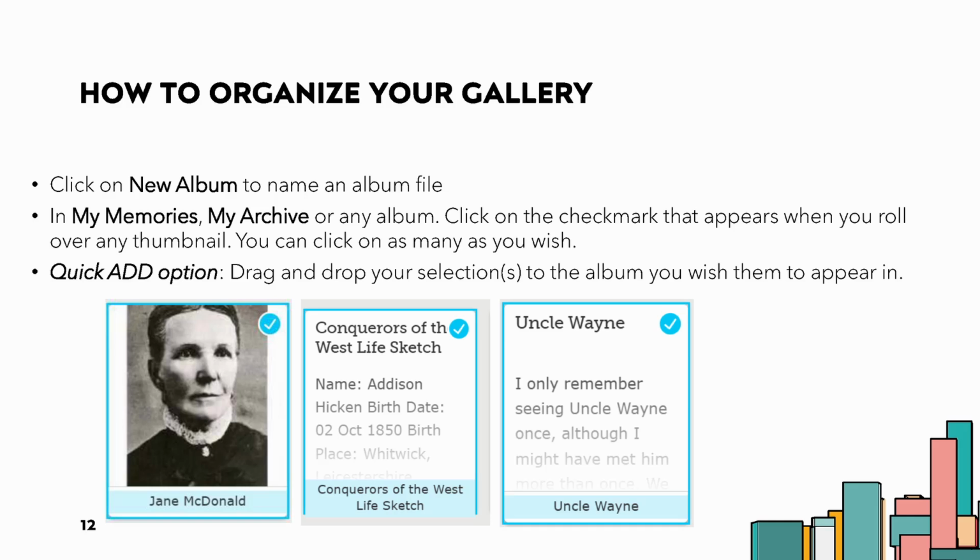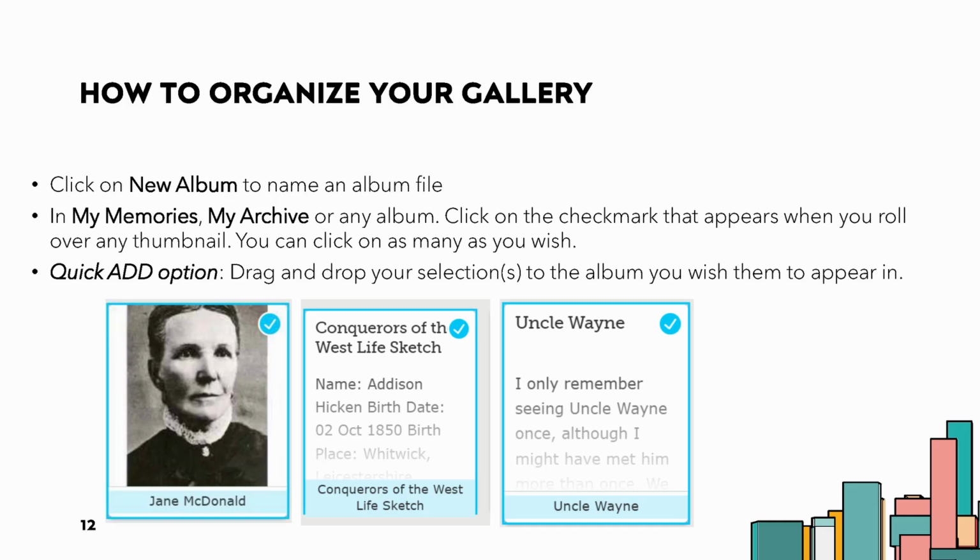You'll name the album file, and it'll bring up My Memories, My Archive, or any album that you want. And you can click on the check mark that appears when you roll over the thumbnail. So if you roll over it, that check mark will come up. You can click on it, it'll go blue, and you can click on as many as you want.